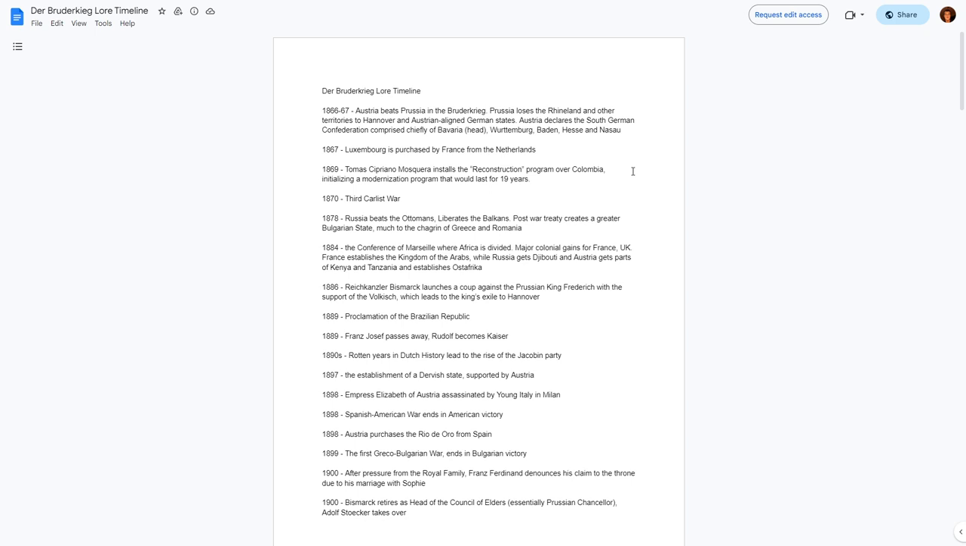Now, off we go. So obviously, Der Bruderkrieg, the war between Prussia and Austria, in this timeline, ending with an Austrian victory. 1866 to 67, Austria beats Prussia in the Bruderkrieg. Prussia loses the Rhineland and other territories to Hanover and Austrian-aligned German states. Austria declares a South German Confederation, of course. In our own timeline, we had the North German Confederation, comprised chiefly of Bavaria, Württemberg, Baden, Hesse, and Nassau. 1867, Luxembourg is purchased by France from the Netherlands.